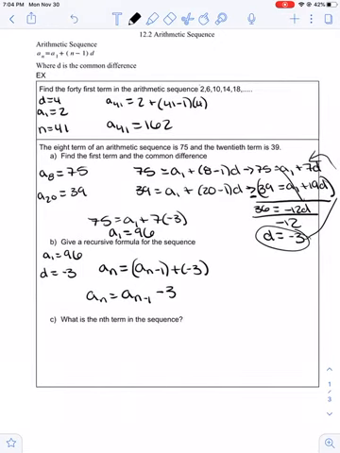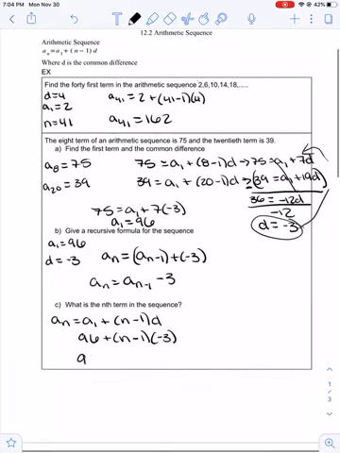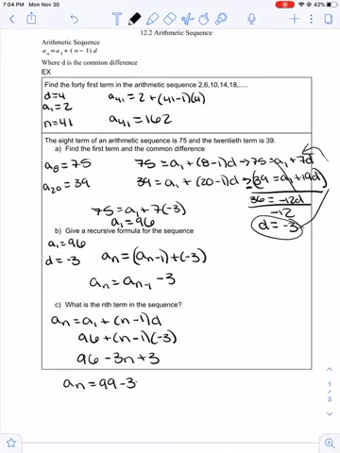Next, we are looking at what is the nth term in the sequence. We're going to use that formula that they gave us and plug in what we know. So we have a sub n equals a sub 1 plus n minus 1 times d. A sub 1 is 96, and then we have plus n minus 1 times negative 3, which is our difference. This becomes 96 minus 3n plus 3, or a sub n equals 99 minus 3n.